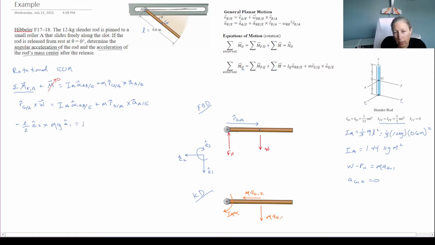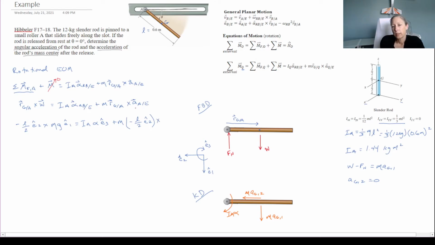Okay, and then that equals IA, and I'm not going to fill in that value yet. I know it, but I'm not going to fill it in yet. Alpha of the rigid body as seen from E, I'm just going to call this alpha, and I know it's acting in this E3 direction. I strongly suspect it's acting in the positive E3 direction, but I'm not going to assume that yet, but I'm going to just write it as positive, and the equation should tell me if it's positive or negative or not. Plus the mass times, again, the position of G with respect to A is negative L over 2, E2, cross.